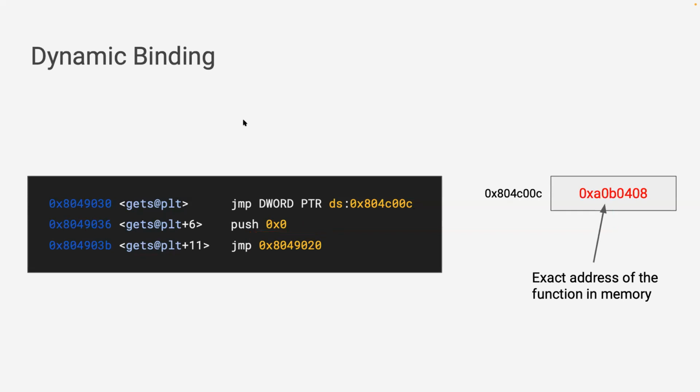After jumping to the PLT head, the address will be resolved, and here GOT will be updated with the actual address of that function.